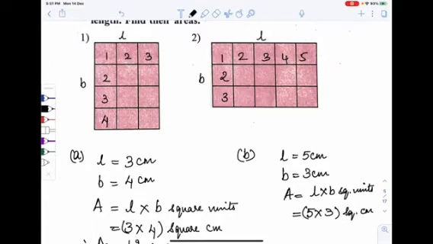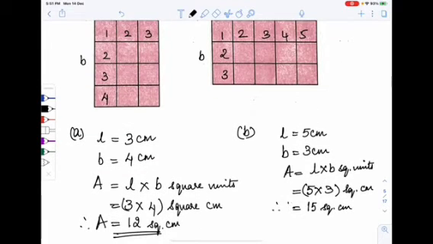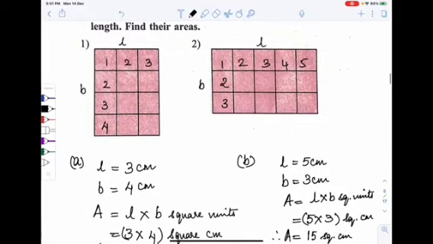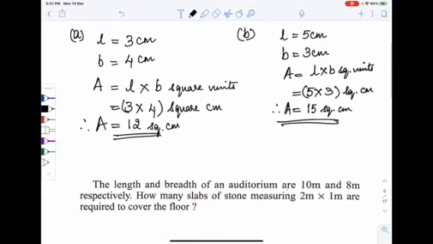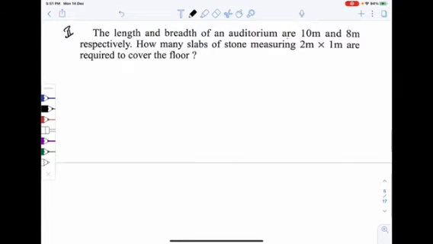Again, this is centimeter. So 5 3s are 15 square centimeter. This is the answer for the second figure. Children, you will get a few more figures like this in your assignment. There are a few in your exercise also. There are statement problems given in your exercise also. We'll just work out a few of them for practice, for better understanding.